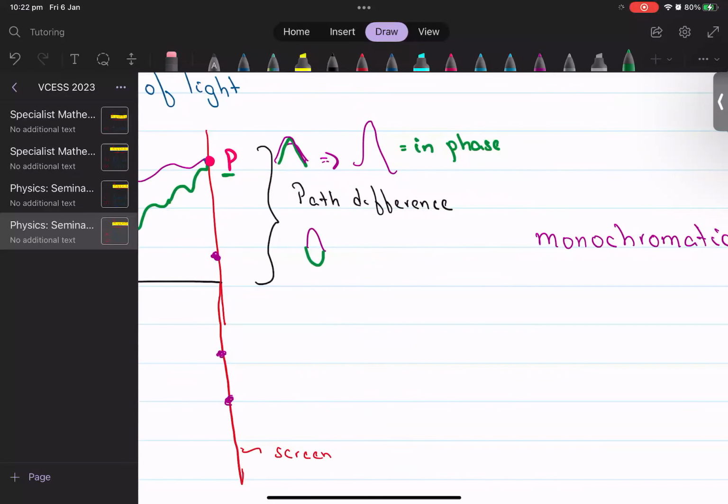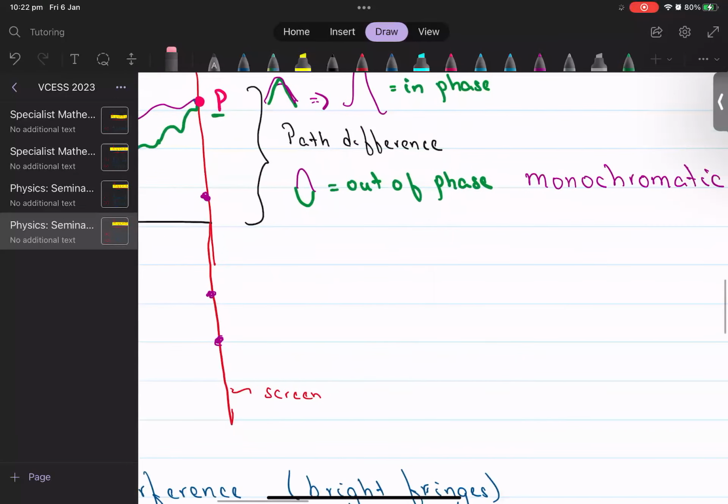So that's where you have a canceling out. Okay, so this is where they're out of phase. So you won't get any wave here. You're going to have a zero. You're just going to have a flat. You're not going to have any wave there because the two wave fronts cancel each other out. So out of phase.